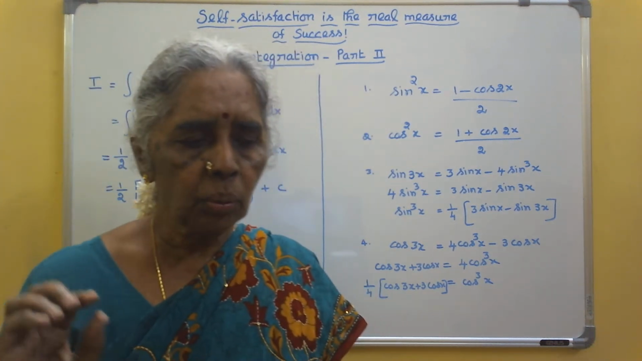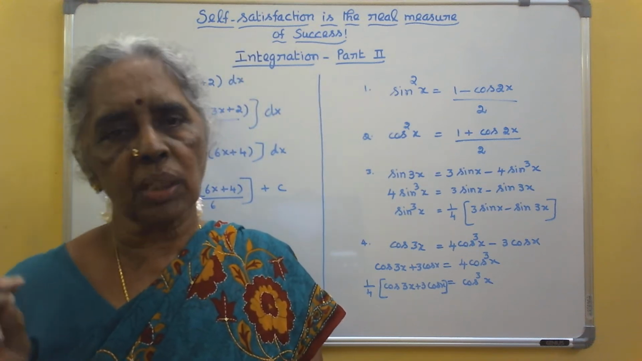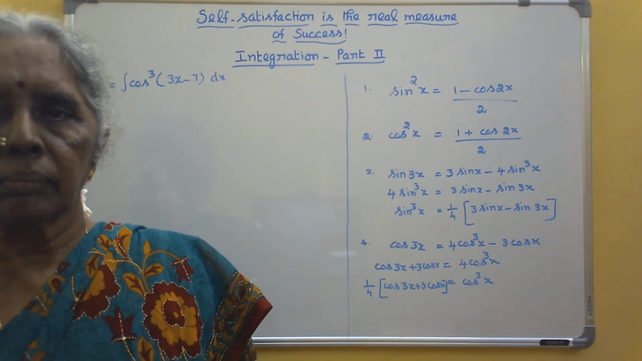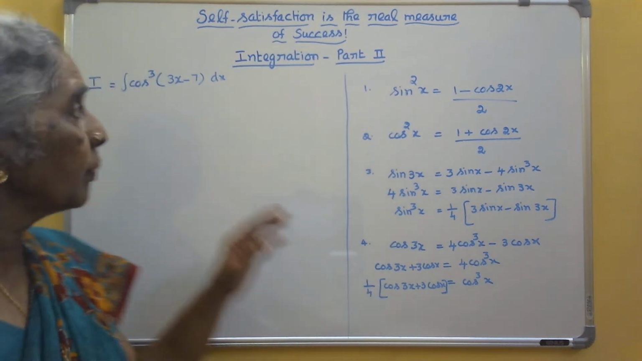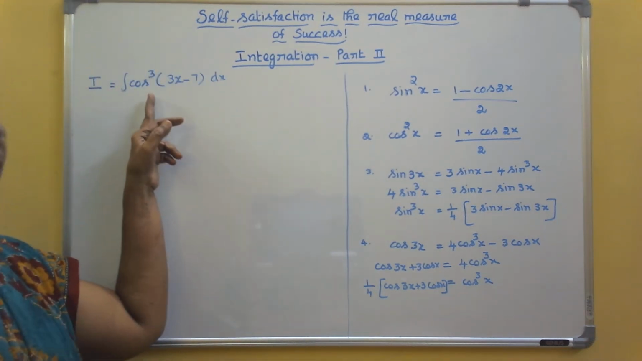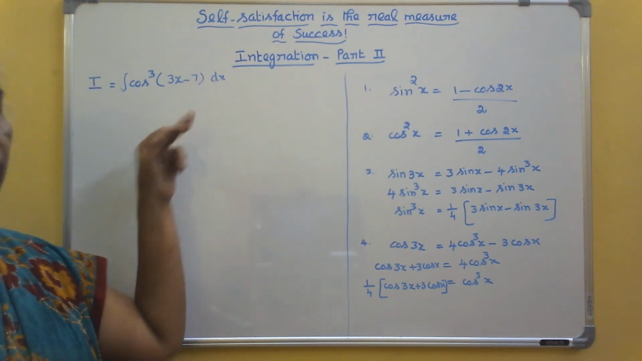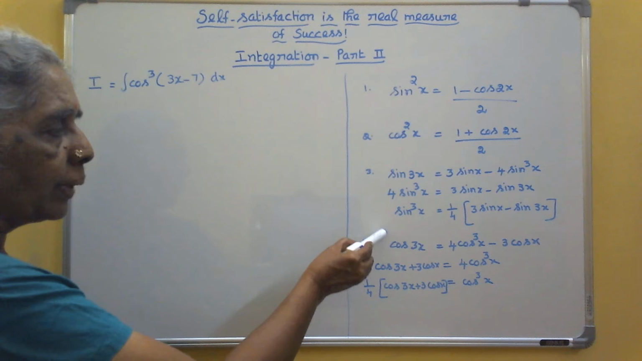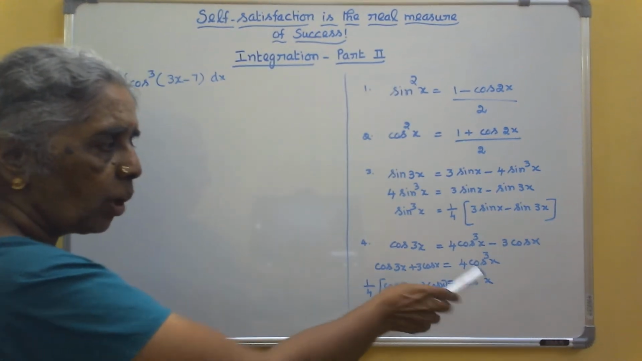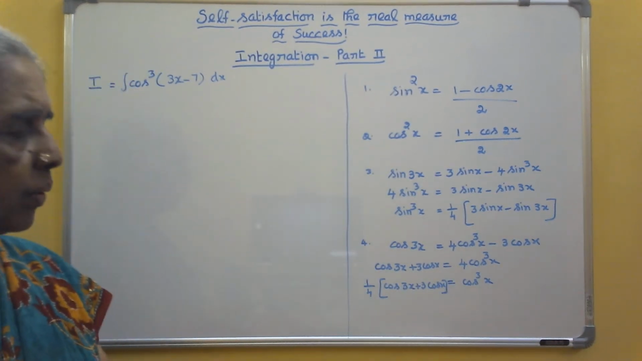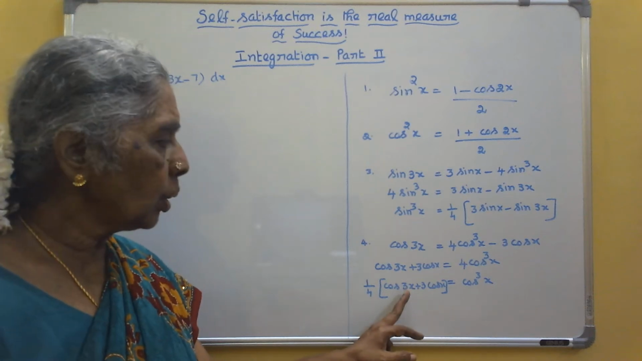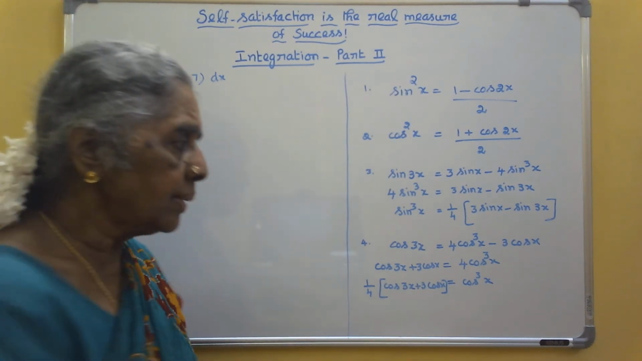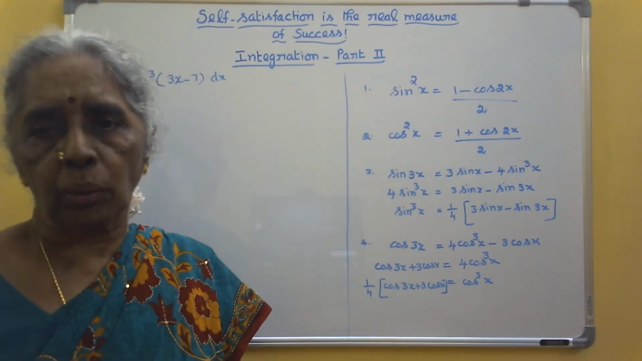Then, let us do one sum which involves some cubic function. Okay? Now, look at this sum. I is equal to integral cos cube 3x minus 7 dx. So, now, it is something to do with the fourth formula, isn't it? For cos cube x, you know, it is 1 by 4 into cos 3x plus 3 cos x. So, this is the formula I am going to make use of now.